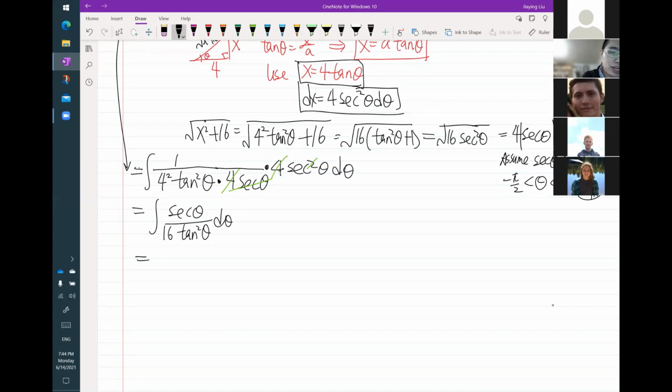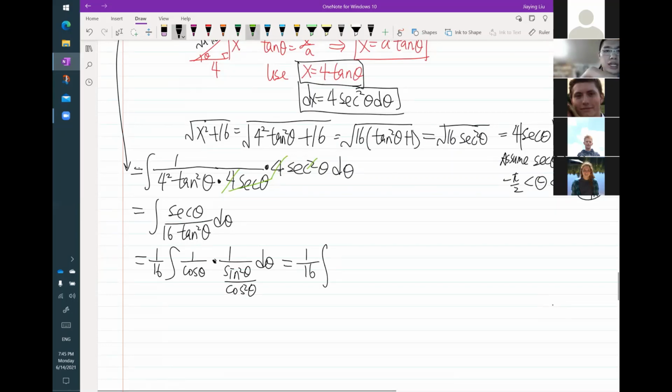So just rewrite this, bring the 1 over 16 to the front, and rewrite secant as 1 over cosine theta, and tangent squared as sine squared over cosine squared, and a d theta. Rewrite this a couple more steps. That becomes integrating, and I'm just going to do it quickly so you can cancel out one of the cosines. That gives you cosine theta over sine squared theta d theta.